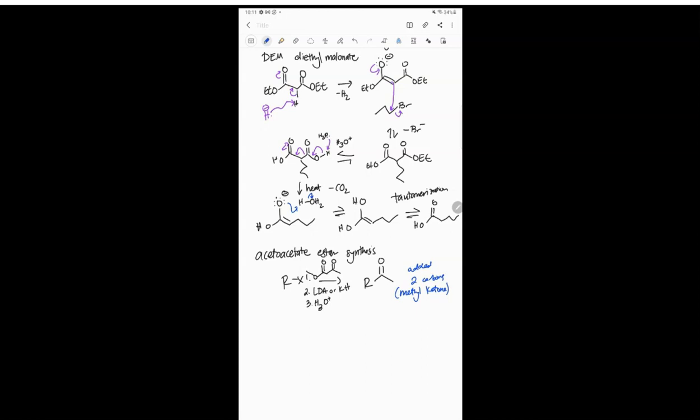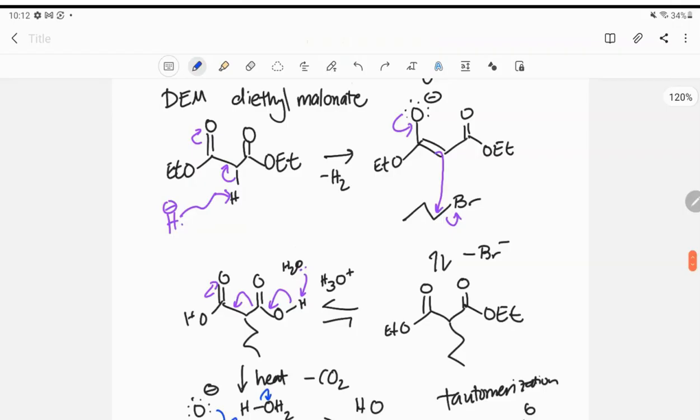And this is exactly the same as the last one. We're going to deprotonate, attack, hydrolyze, then do our decarboxylation, and this time we're going to end up with a ketone instead. Because look, here we have the ester that's going to become hydrolyzed. Here we have a ketone. That's the only difference. So I'll show the mechanism.